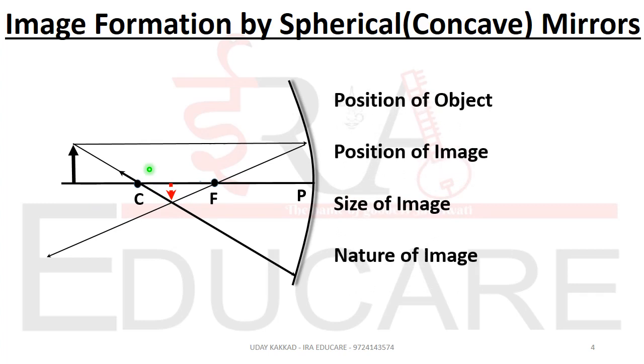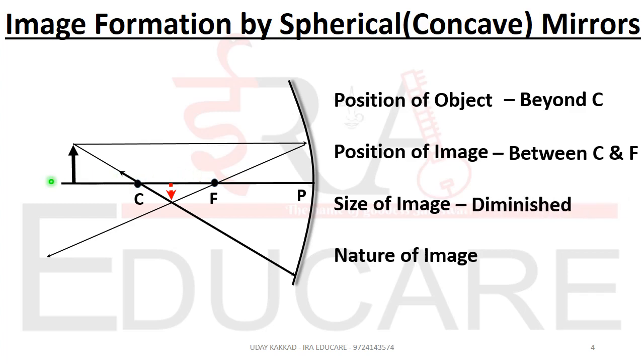So now what is the nature of the image? Let's see that. The position of the object is beyond the C, right? So your image is always formed between C and F when your object is beyond C.